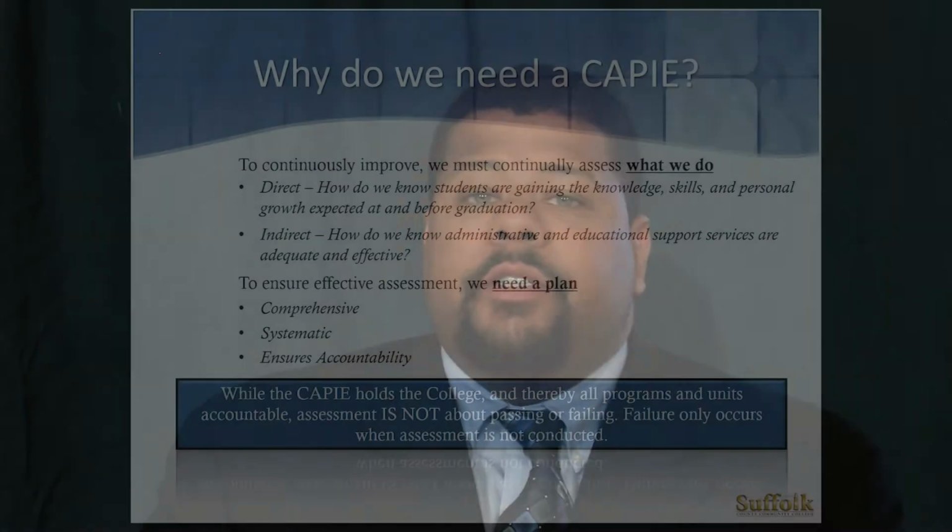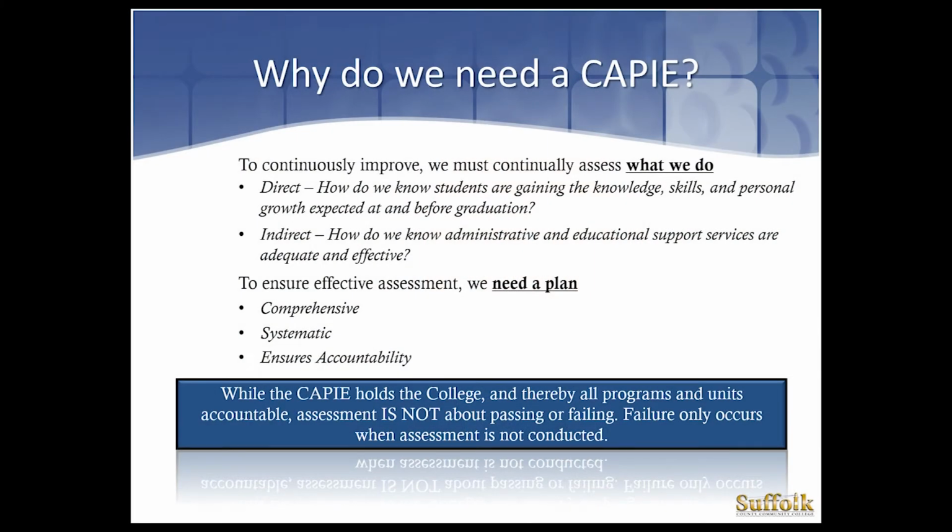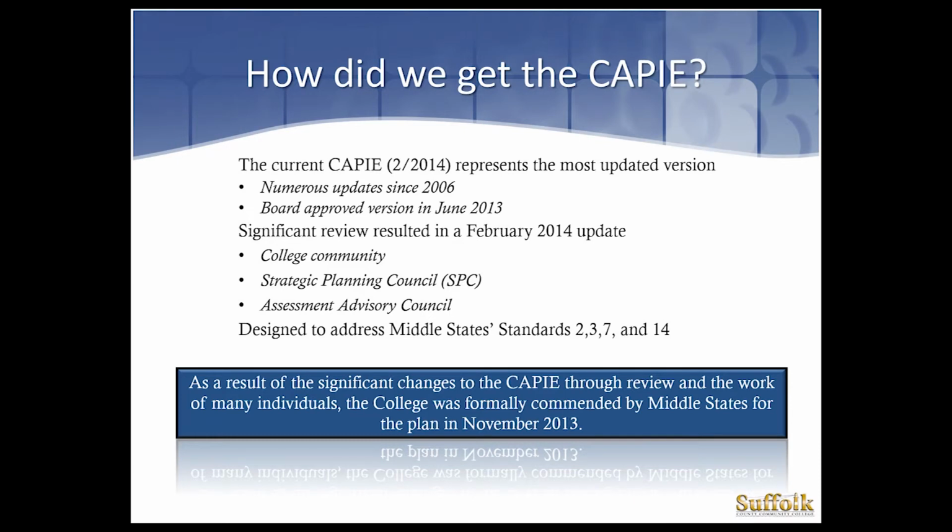Another reason why we need the CAPIE is we need to have a plan. It needs to be comprehensive, systematic, and it needs to ensure that there's accountability so that we can document our progress, and if we're not making the appropriate progress, we know which groups and teams may need greater support to ensure that we are moving forward. Now, how did we get to the CAPIE? This is not a new document, it's an updated document. Our most current update is current as of February 2014. It provides some modifications to the June 2013 plan, which was approved by our Board of Trustees. But our first CAPIE actually came out in 2006. So we've been continually revising and updating the document.